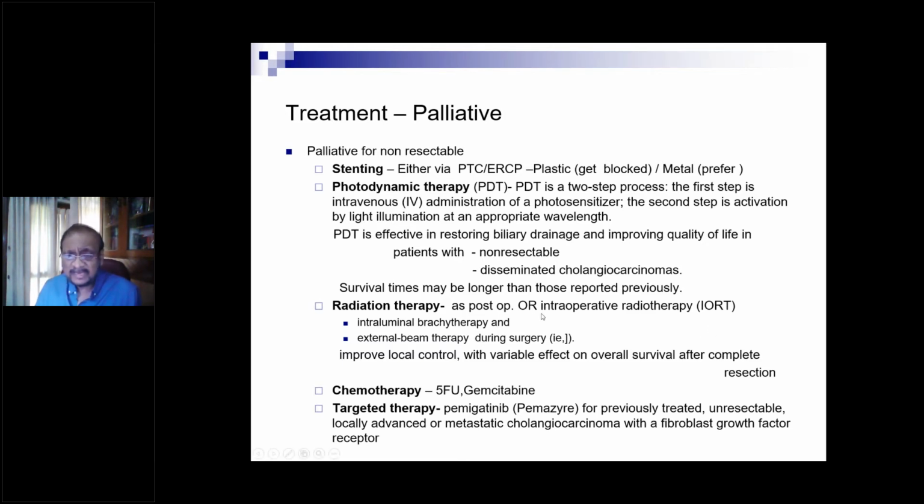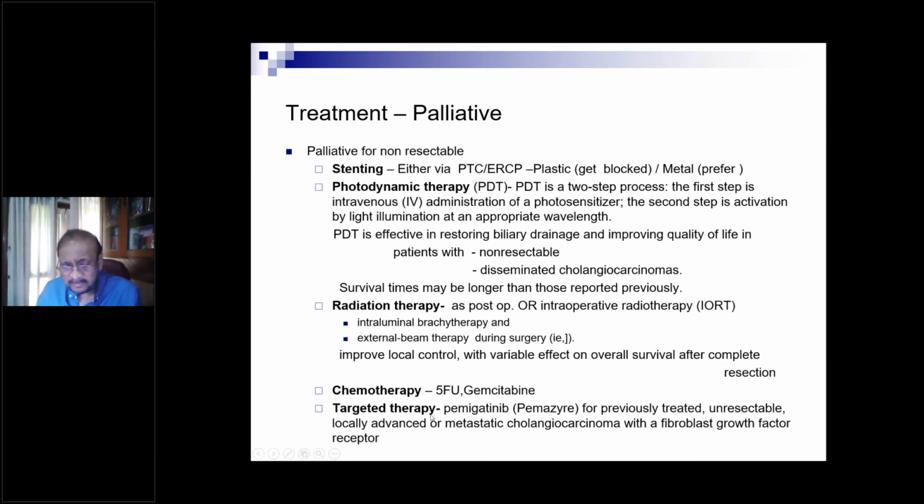Radiation therapy, as an intraoperative radiation therapy, is probably better. And you can use intraluminal brachytherapy, you can use external beam therapy, or if you want, you can use it as an adjunctive post-operative. That improves the local control with variable effect on overall survival after complete resection. Chemotherapy can be tried with 5-FU and gemcitabine.